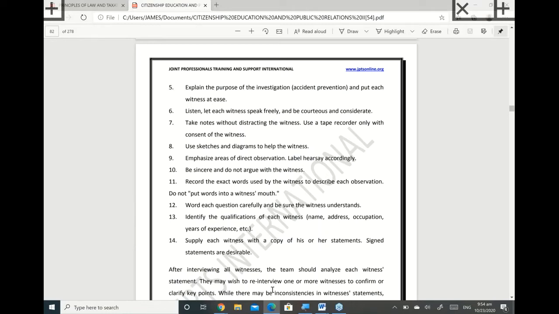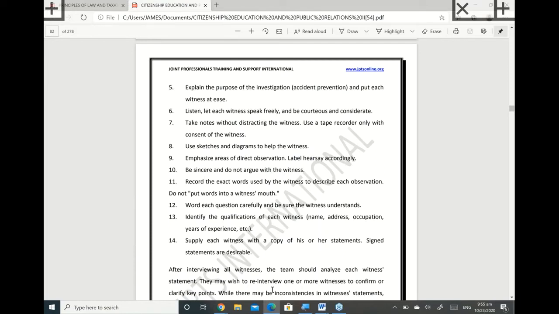Sketch and diagram, you can sketch, or a diagram, you can just put it on a plain sheet. Then 9, emphasize areas of direct observation, label hearsay accordingly. Then be sincere and do not argue with the witness. Don't argue. Don't act as if you were there when the incident happened. Let the people who were there speak. In some accidents, there are people who don't know anything, they only explain the scene. Don't put words into their mouth.